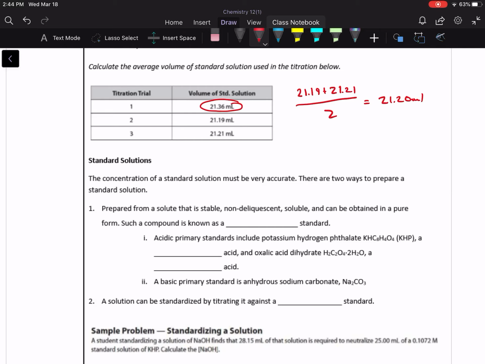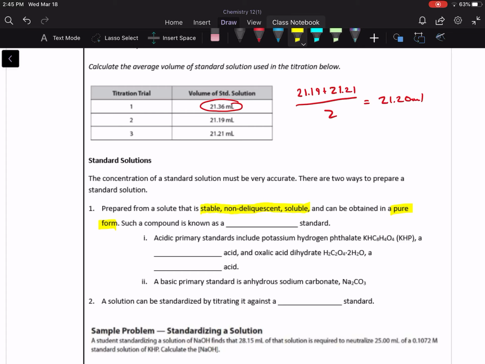First of all, one option would be to find a solute that is very stable, so it's not going to break down. It's non-deliquescent, which means that it's not going to absorb moisture from the atmosphere. It's soluble, and it can be obtained in a pure form. All of those things are going to contribute to that being a very accurate concentration.